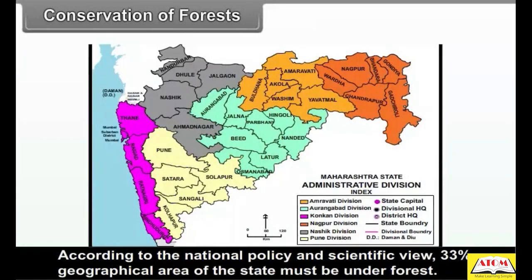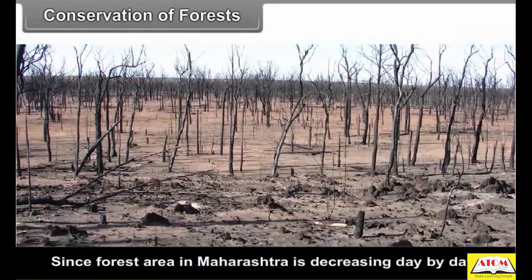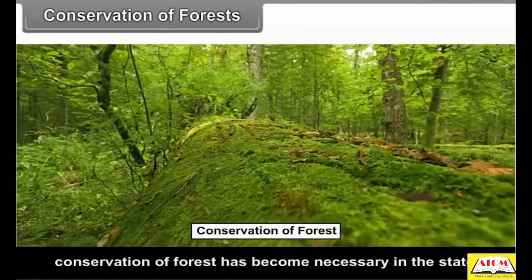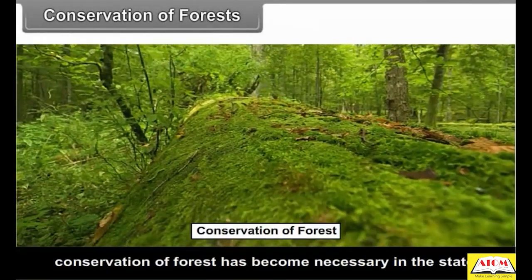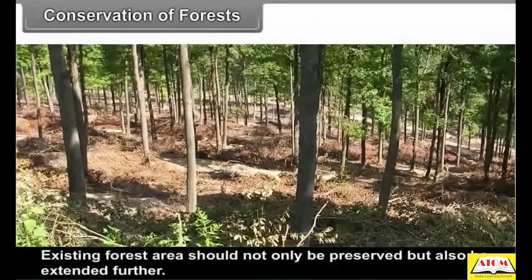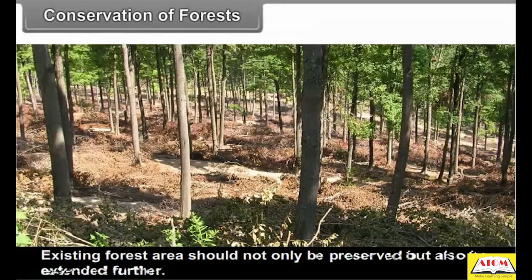According to the national policy and scientific view, 33% of geographical area of the state must be under forests. Since forest area in Maharashtra is decreasing day by day, conservation of forest has become necessary in the state. Existing forest area should not only be preserved but also be extended further.